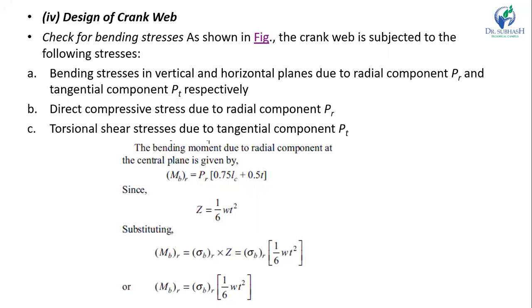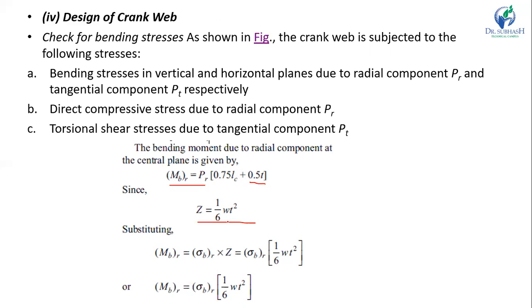Because it is an eccentric load, there are two types of stress: one is bending and another is direct compressive stress. Now the bending moment due to the radial component at the central plane is given by MBR is equal to PR into (0.75 LC plus 1 by 2 T), that is 0.5 T, and Z is the section modulus. So Z is equal to WT square by 6.